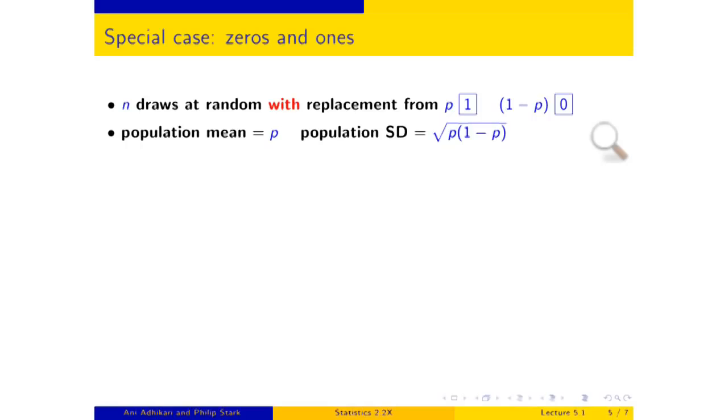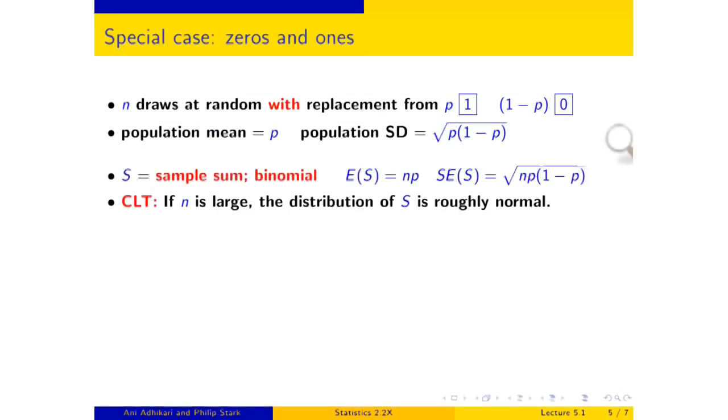So now what? What you understand really well is what happens when you add these n zeros and ones that you've drawn, because then you get the number of successes, and that you know very well. The sample sum has the binomial distribution. Its expected value is np. Its standard error is the square root of n times p times 1 minus p. And you know that when n is large, the binomial distribution is roughly normal. So you understand the sum very well.